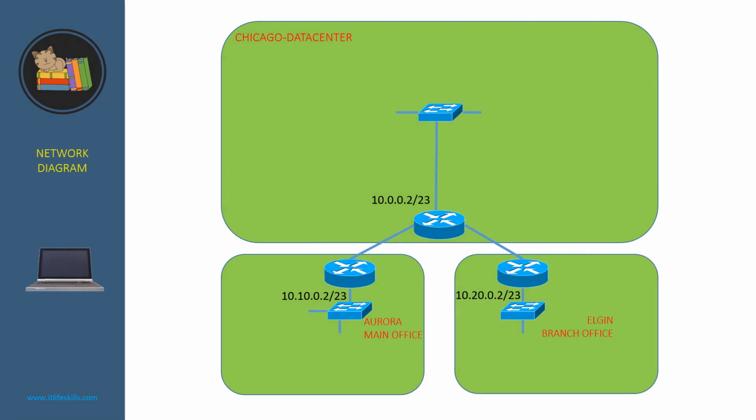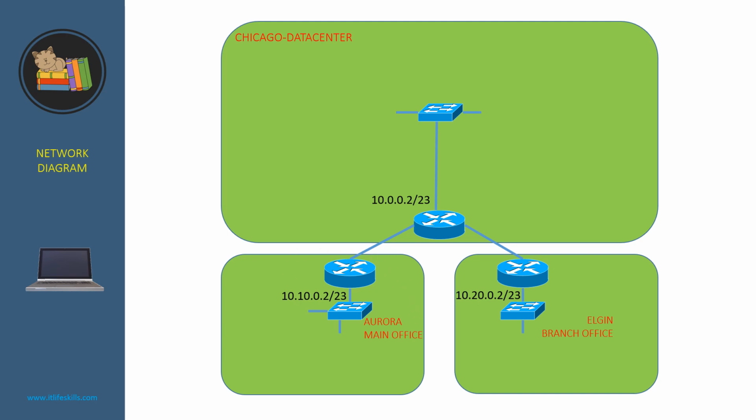Here is the network diagram for ITLifeSkills. As you can see, Chicago Data Center is a hub site where all the offices are connected to it. And Chicago is a site with the subnet 10.0.0.0/23, and it has a default gateway 10.0.0.2.